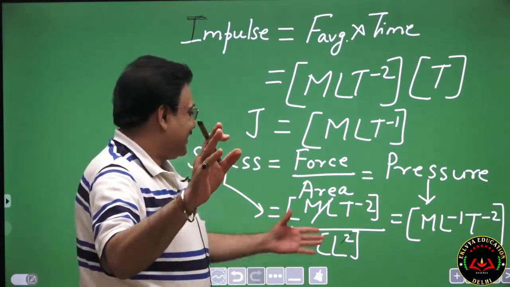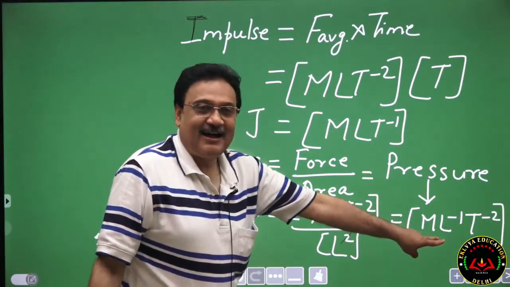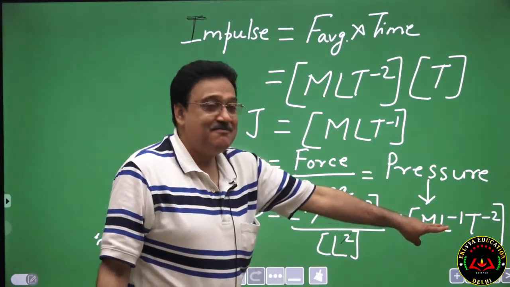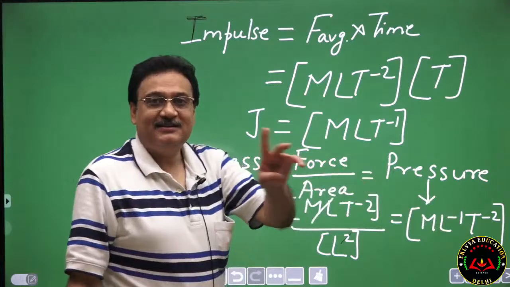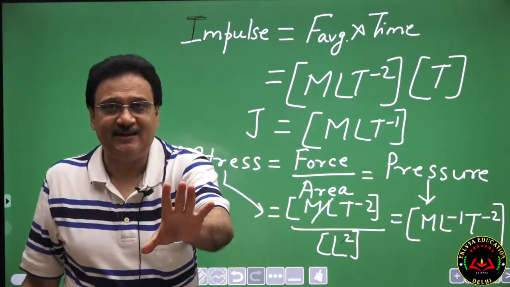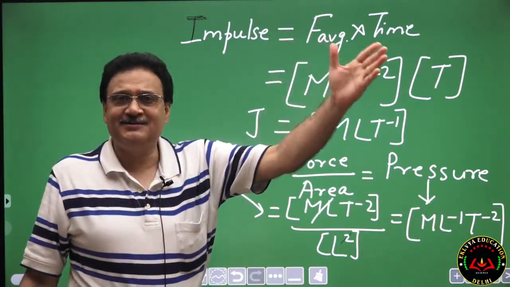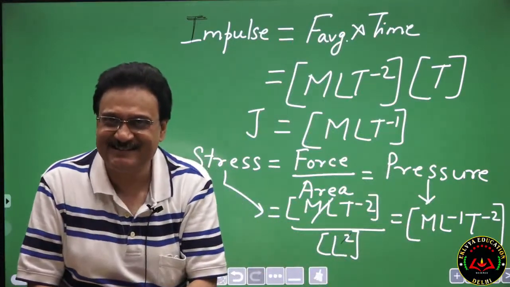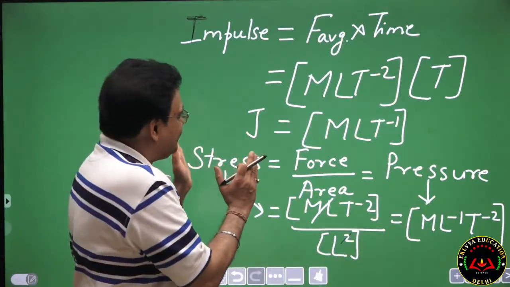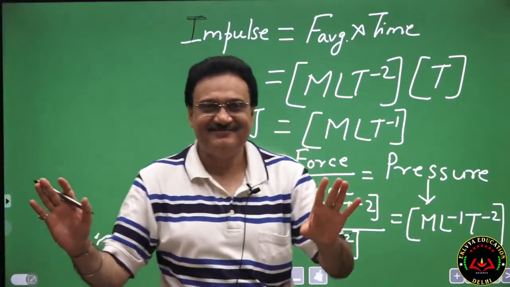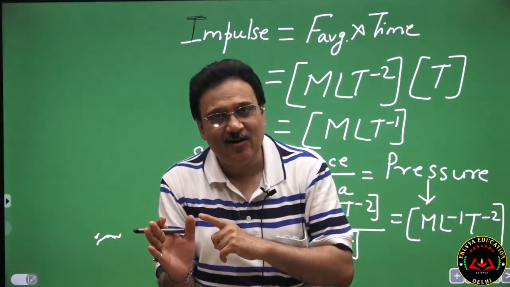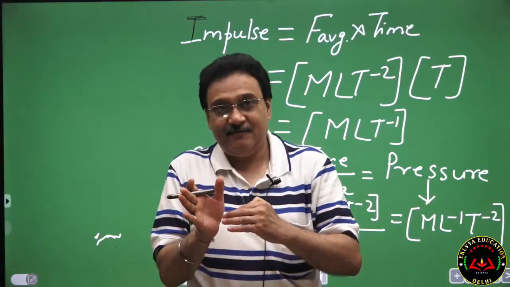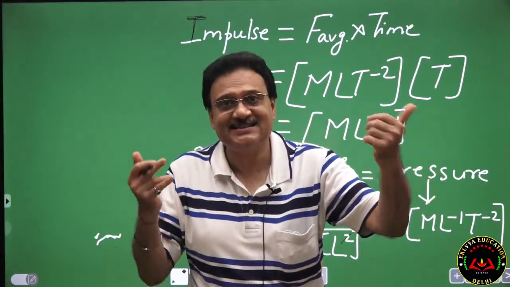So this is again the formula for M L minus 1 T minus 2. This is what I mean to say to all my friends and student friends, that it's very easy. But how easy? For you also it will become very easy. How?